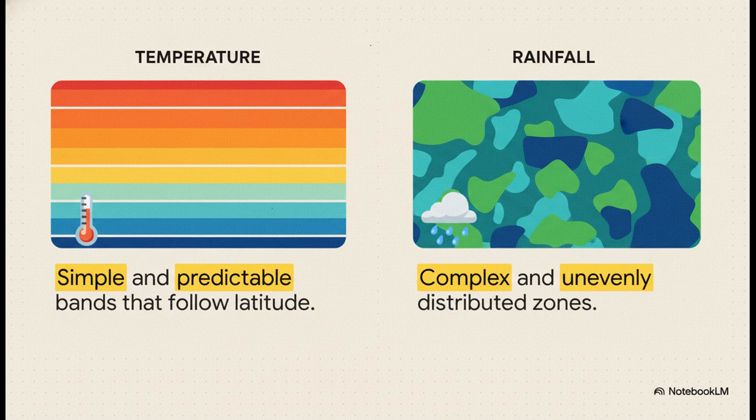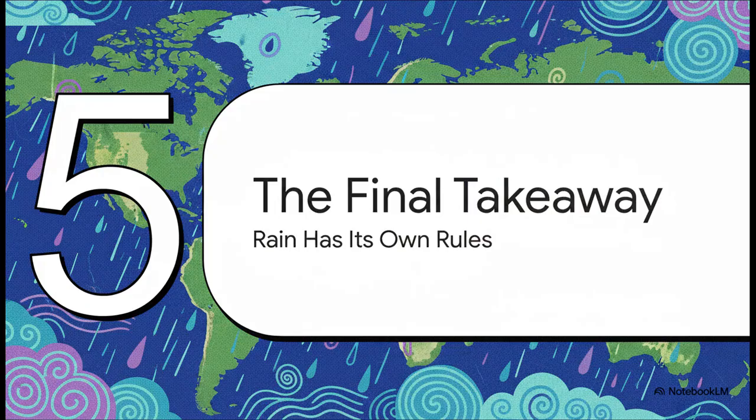So let's just lay it out, side by side. Temperature? Simple. Predictable. It follows the lines of latitude from hot to cold. Rainfall? Nope. It's complex, it's uneven, and the zones it creates have almost nothing to do with those neat temperature bands.